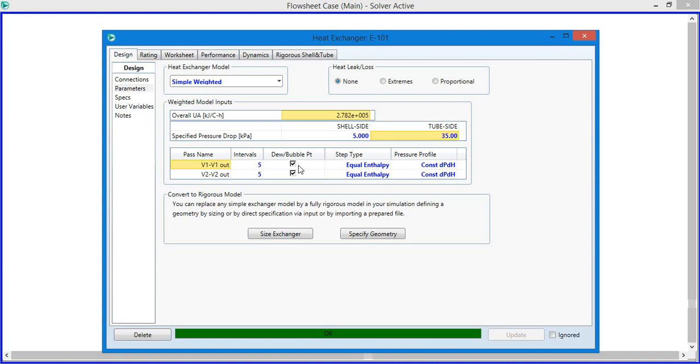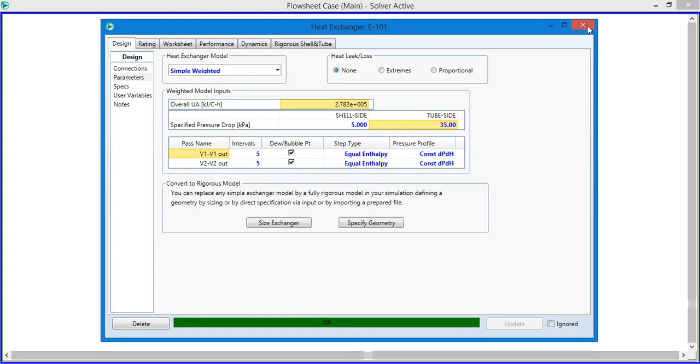heat exchanger model, that is simple weighted because the weighted model is an excellent model to apply to non-linear heat curve problems such as the phase change of pure components in one or both heat exchanger sides. With the weighted model, the heating curves are broken into intervals and an energy balance is performed along each interval. A logarithmic mean temperature difference and a heat transfer coefficient are calculated for each interval in the heat curve and summed to calculate the overall exchanger heat transfer coefficient.